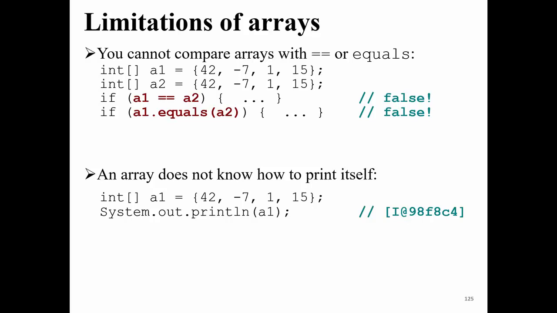Another limitation is you cannot print the array using System.out.println. If you ask to print an array, it will print some random address in memory. So to be able to print the array, you have to go through all the elements in a loop and print them out.